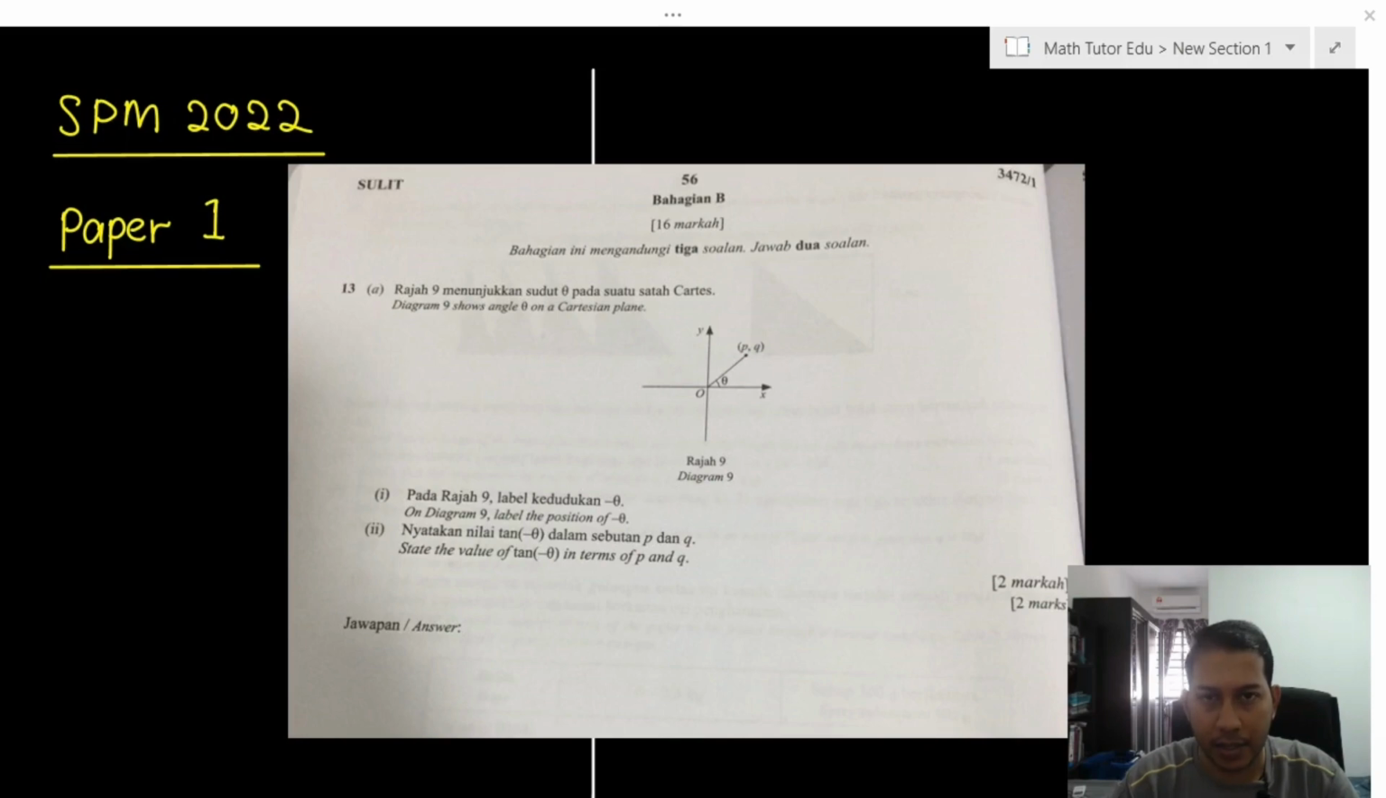Let me read the question 13 part A. Diagram 9 shows angle theta on a Cartesian plane. For part 1, on diagram 9, label the position of negative theta. For part 2, state the value of tangent negative theta in terms of P and of Q.